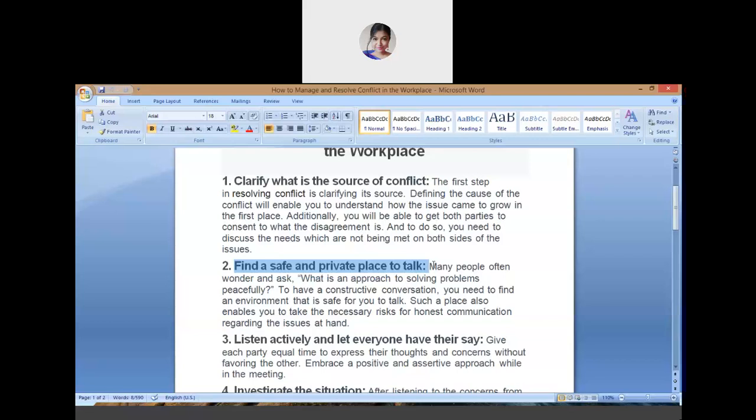Suppose you have to resolve the conflict between Mr. A and Mr. B. So you can take Mr. A and Mr. B to a place where nobody would disturb the three of you, and then you can discuss what is the problem and how to proceed, how to figure out a solution.